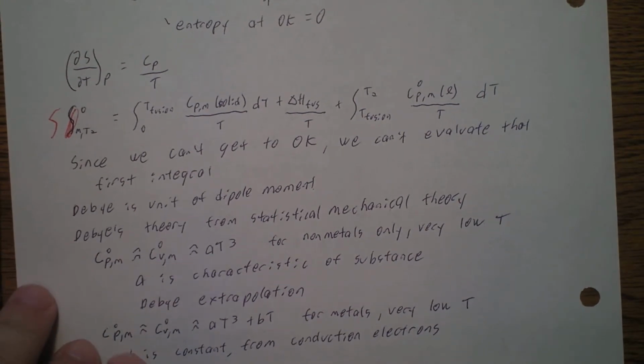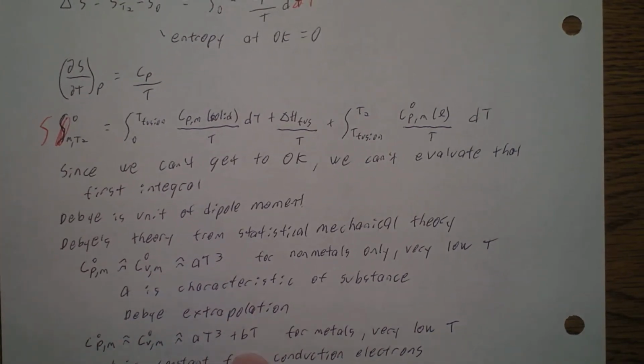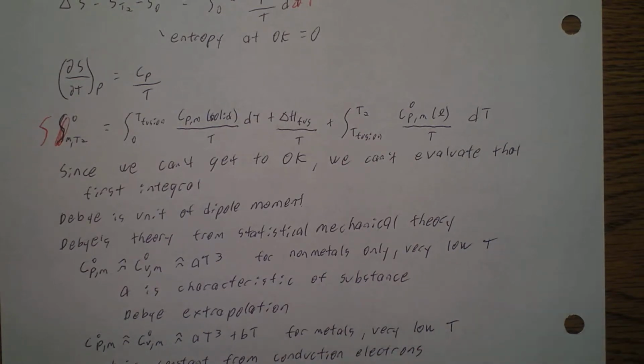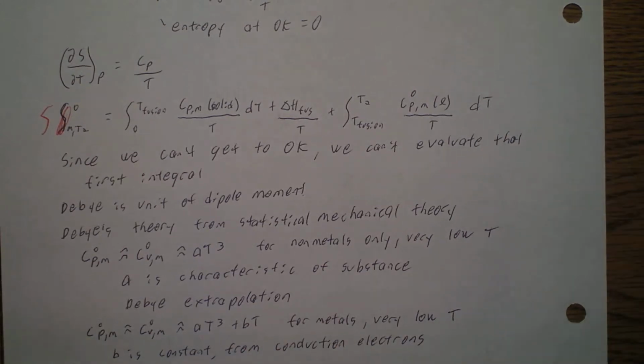and then for metals, the molar heat capacity at constant pressure in the standard state is roughly equal to the molar heat capacity at constant volume in the standard state. And that's roughly equal to A times T cubed plus BT. And this is for metals. And this is also only relevant at very low temperature. And B is also a constant, and this is due to the conduction of the electrons.